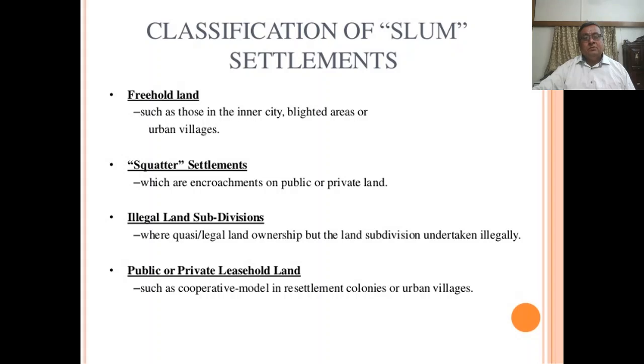Now, classification of slum settlements. Slums on pre-owned freehold land, such as those in inner city, blighted areas or urban villages. Squatter settlements, which are encroachment on public or private land. Illegal land subdivision, where there is quasi or legal land ownership but the land subdivision is undertaken illegally. Public or private leasehold land, such as cooperative model in resettlement colonies or urban villages.